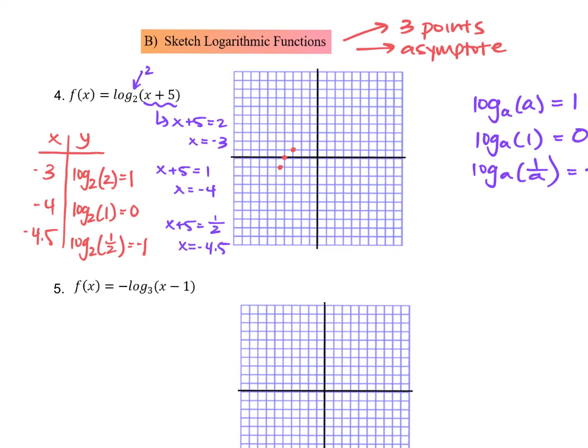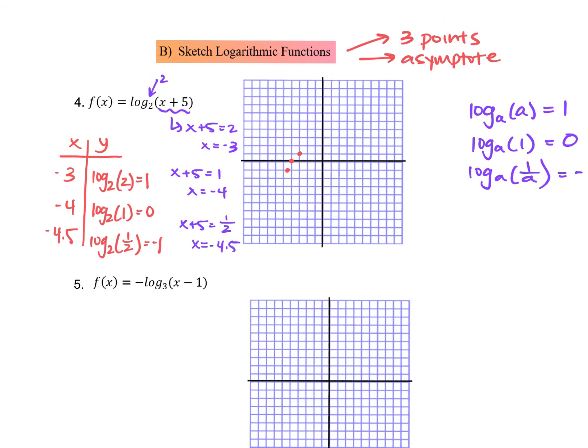Now, your asymptote in a logarithmic function is always going to be vertical. The easiest way to find it is by looking for the domain restriction. This argument, x plus 5, has to be greater than 0, which means x has to be greater than -5. Putting my asymptote then at -5 to show this domain restriction, and now connecting the sketch of my graph, making sure not to cross that asymptote.